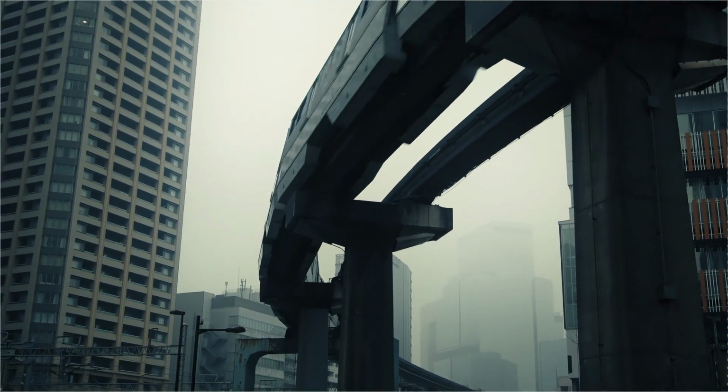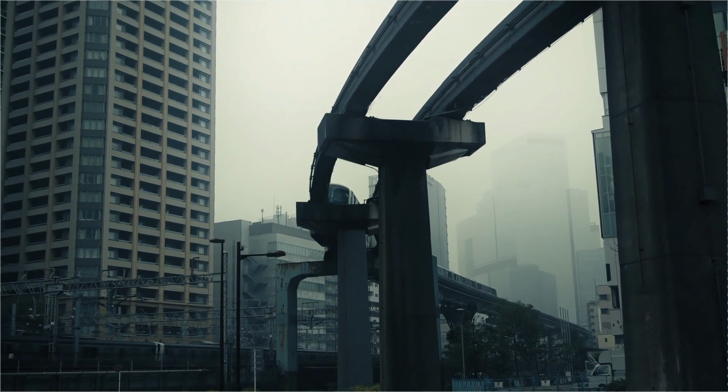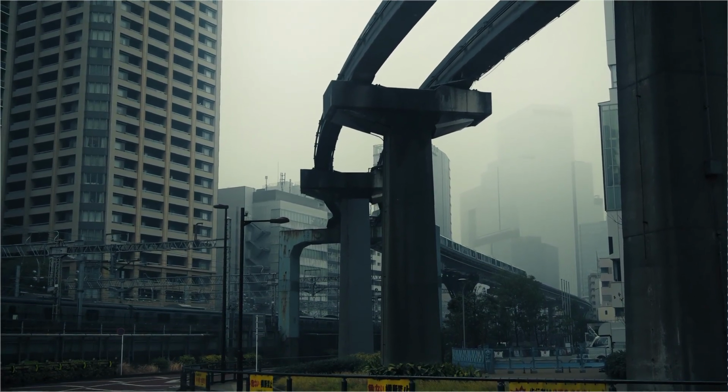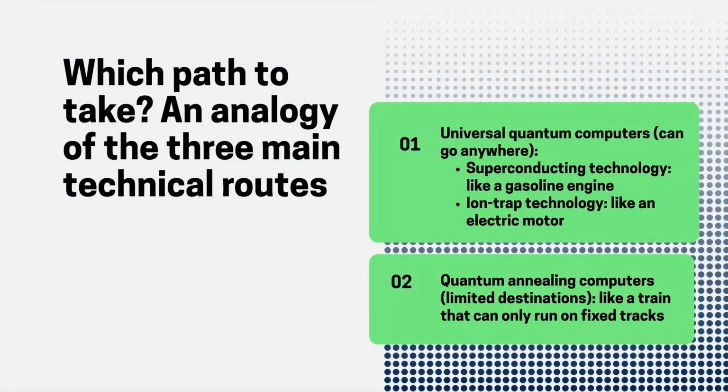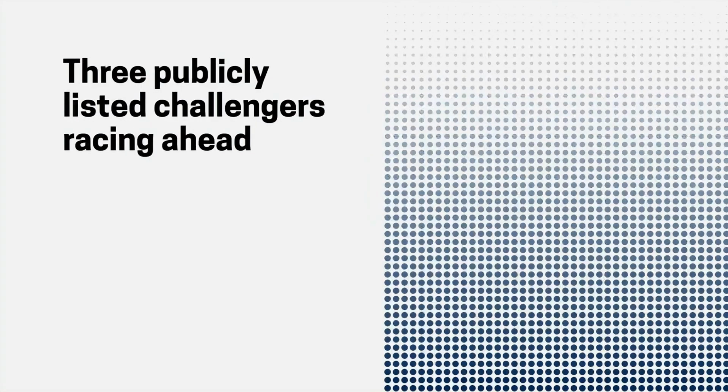While both can transport people, a train has a clear route. It can only solve optimization problems, while a car can choose its route freely. It can solve universal problems. A quantum annealer is highly efficient on its track, but it can't compare to superconducting or ion trap technology in terms of versatility.